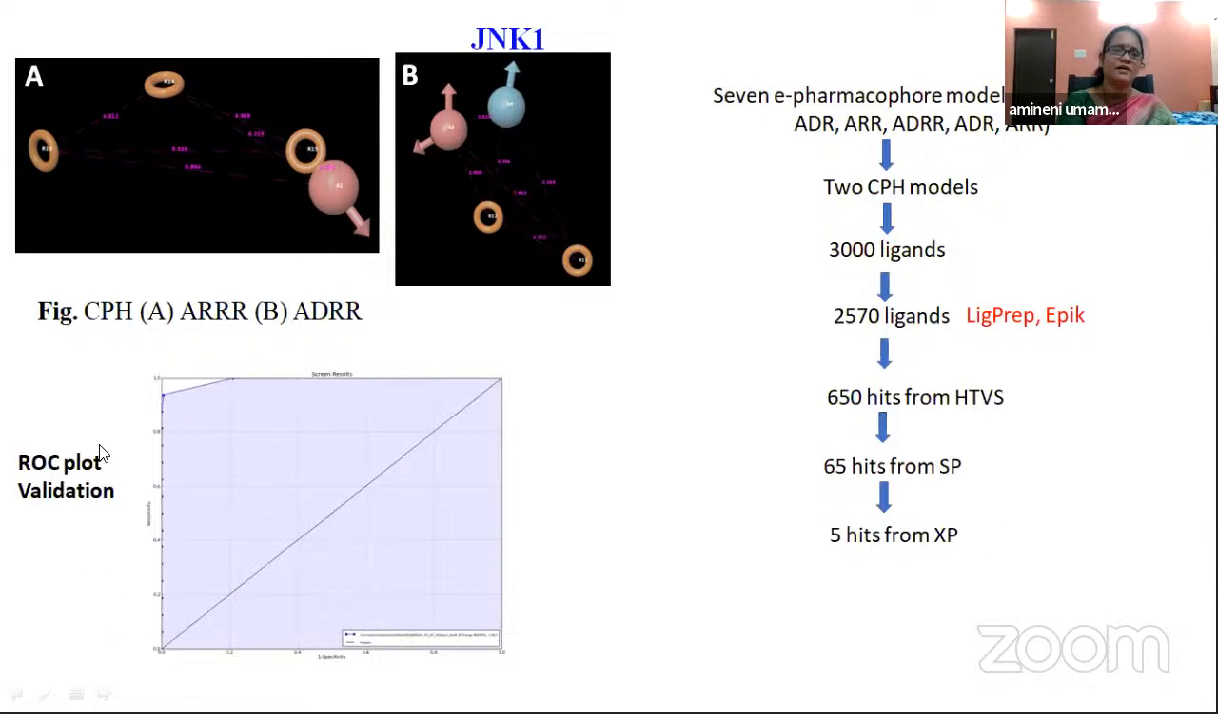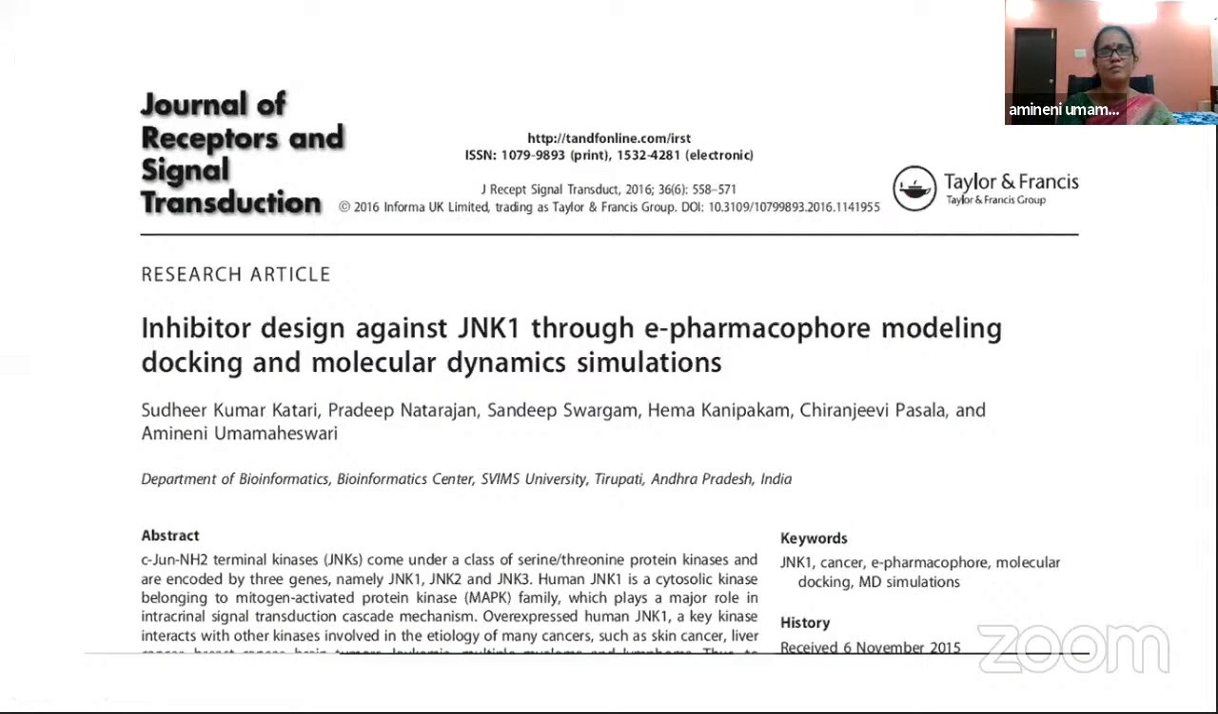So this is the ROC plot, validation of the lead molecule. Here we are taking 1000 decoys, these 5 hits, and these 7 ligands already existing in the databases. We run this ROC plot, and all have good values, the decoys are separated and the actives are separated. So our lead molecule is validated as a good molecule. And this work was also published in Journal of Receptors and Signal Transduction.